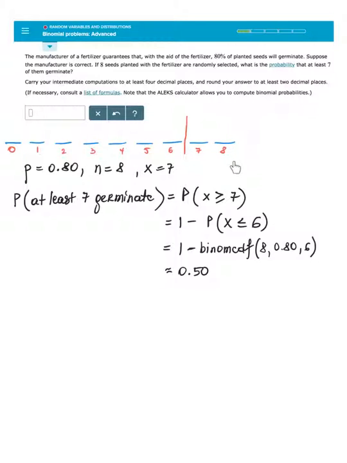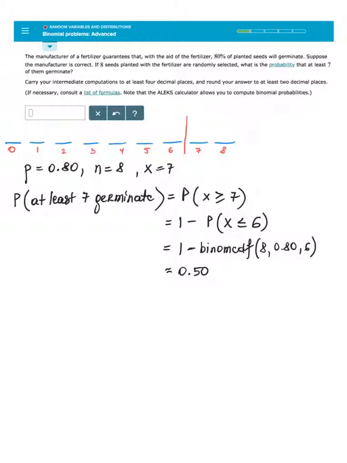The question here specifically is asking what is the probability that at least 7 germinate, which means 7 or more. In this case, 7 or 8. If I write this in a more concise form using mathematical symbols, it is same as probability that x is greater than or equal to 7. But a calculator doesn't have a function that deals with this inequality symbol. Remember, TI-84 only can do probability up to a certain number, which means less than or equal to some number. So I need to use the complement approach to solve this problem.